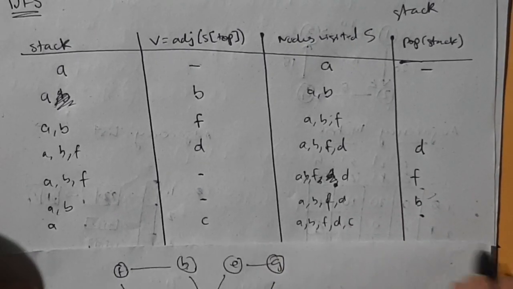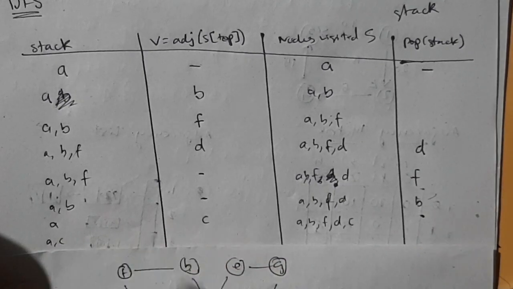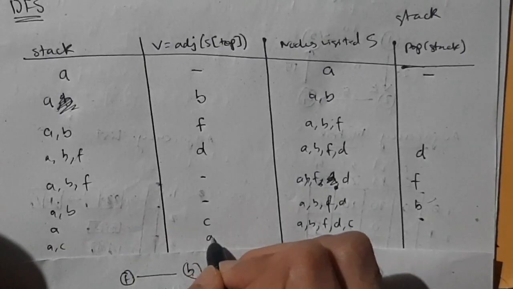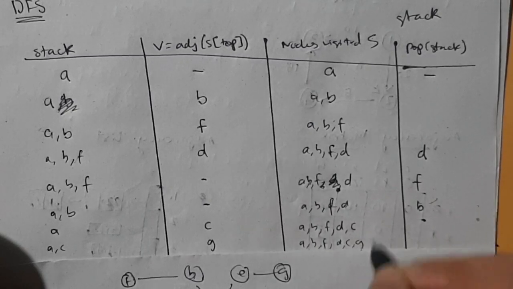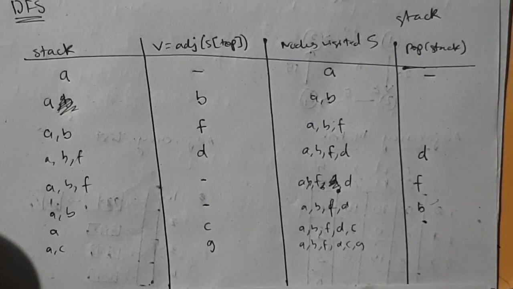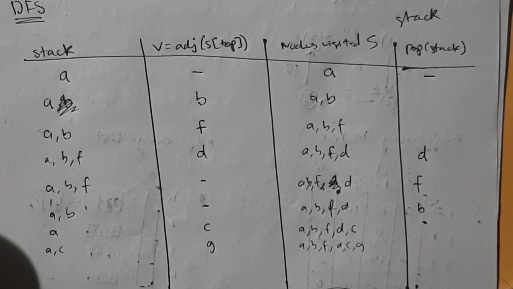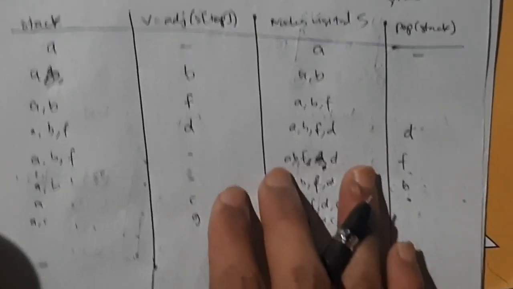Now you will not pop anything. You will come to the next line and you will write A comma C. Now C has connection with G, so you will write here G and write A, B, F, D, C, G. Like that, if you continue till the end, when you will have no nodes here, the stack will be empty. That time the equation you will have, that will be the final equation. All right.